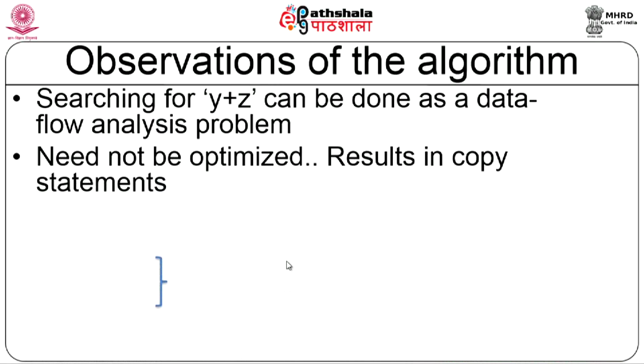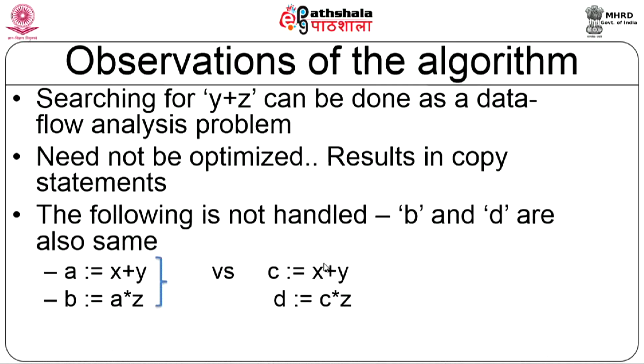Now, the searching for y plus z can be done as a data flow analysis problem. This is what we have already talked about in the previous module, where the available expression algorithm can be used, where you can say there is an expression generated and an expression killed, and you would also have an in of every block computed as an intersection, and out of a block is also computed as a data flow equation. And this result need not be optimized. And this global common sub-expression elimination results in copy statements.